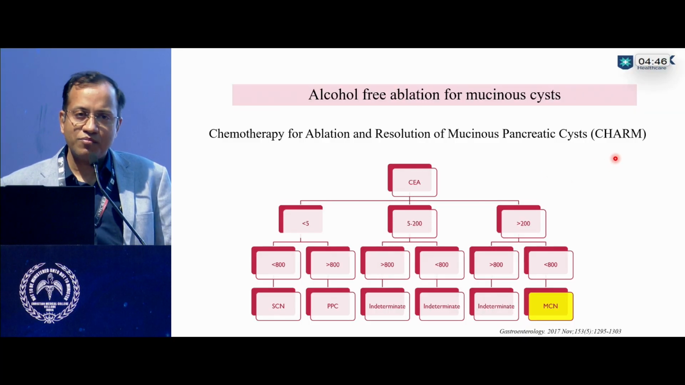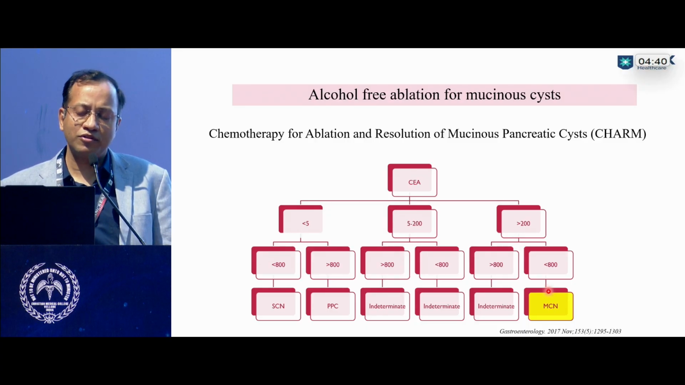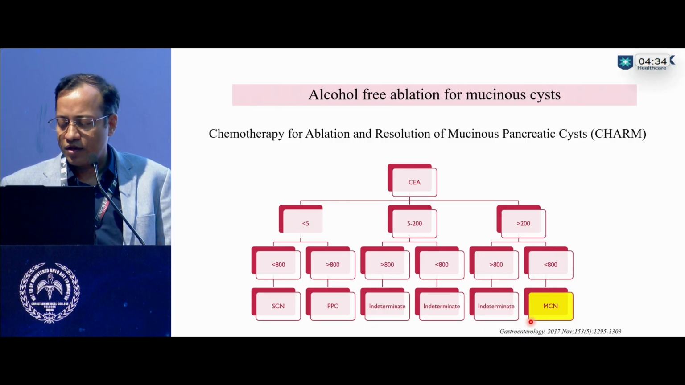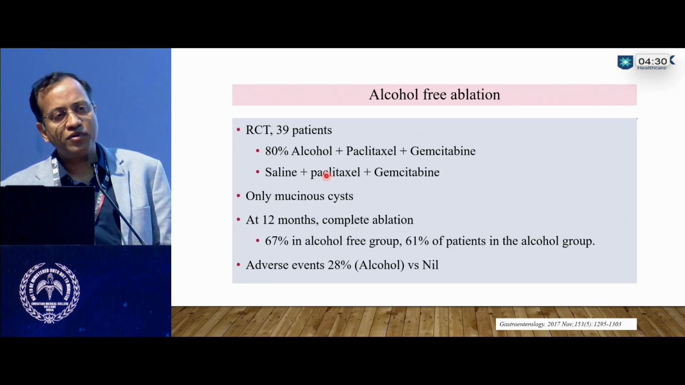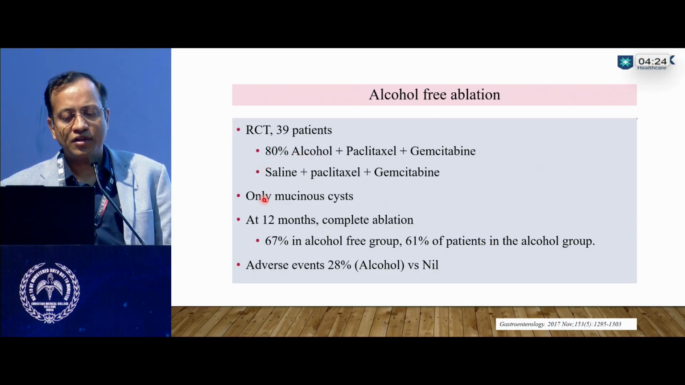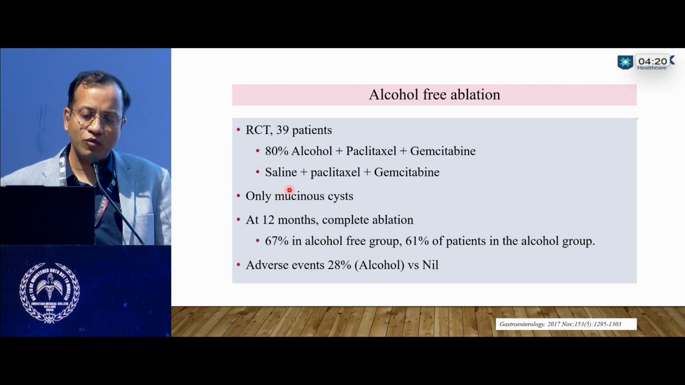Then came the CHARMS trial. This trial included only mucinous cystic neoplasm. The previous trial included serous cystic neoplasm, mucinous, and indeterminate, but the CHARMS trial included patients only with mucinous cystic neoplasm. It was a randomized controlled trial of 39 patients. One arm received alcohol followed by paclitaxel and gemcitabine, and in the other arm alcohol was replaced with saline, followed by paclitaxel and gemcitabine, only for mucinous cystic neoplasm.